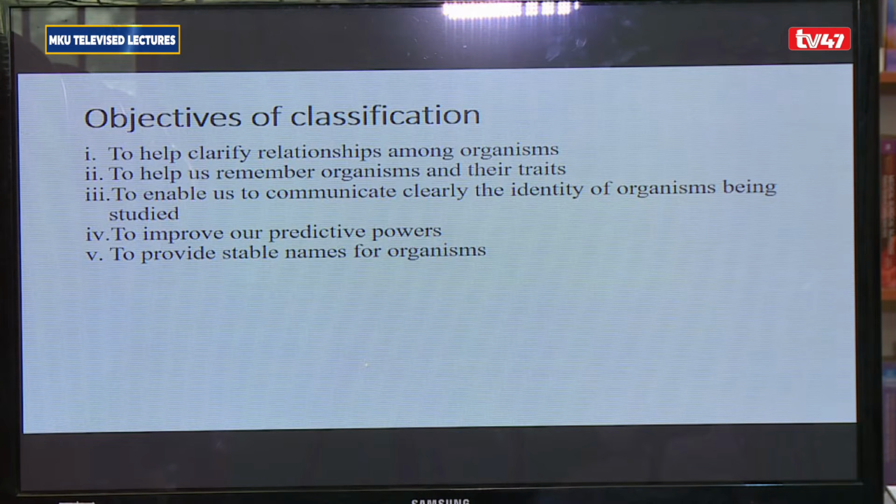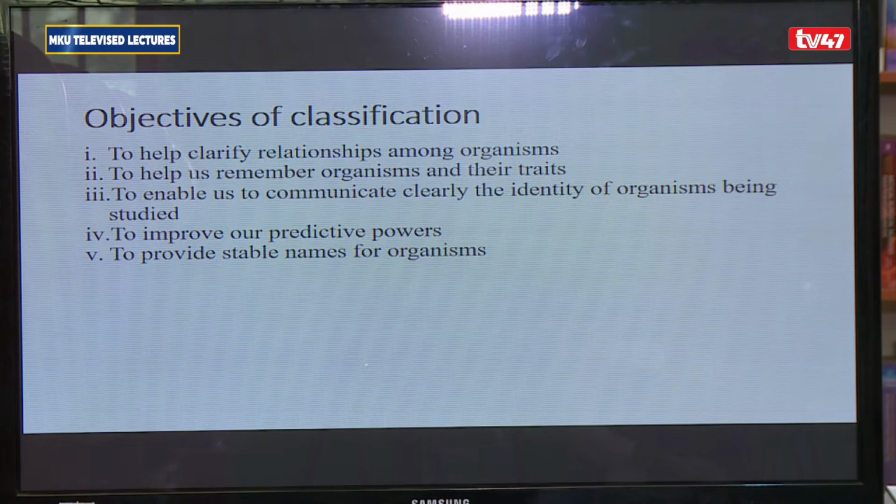Number one, it helps us to clarify the relationship between the living things or organisms. Classification, also the other objective, is to help us remember organisms and their traits or characteristics. And this is because every individual organism has got its own characteristics, and there are so many living things. If you are to remember the characteristics of every individual living thing, that will be too much information to remember.